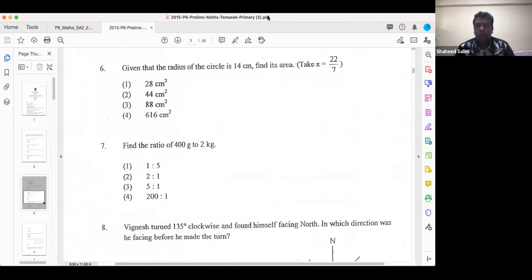You guys have forgotten about the formula for area. It is pi times r times r.